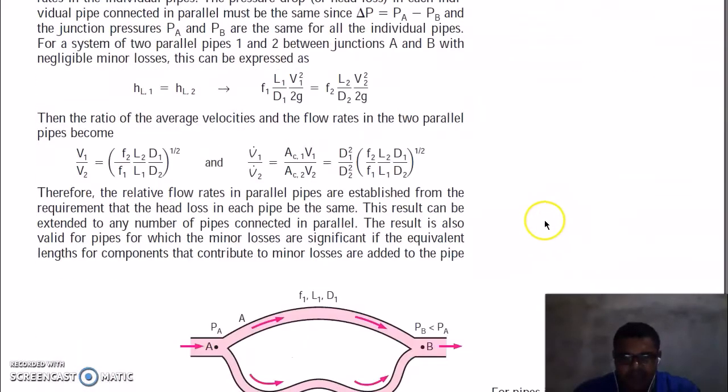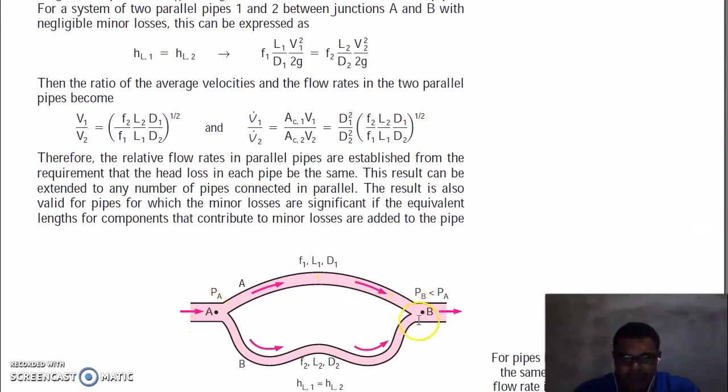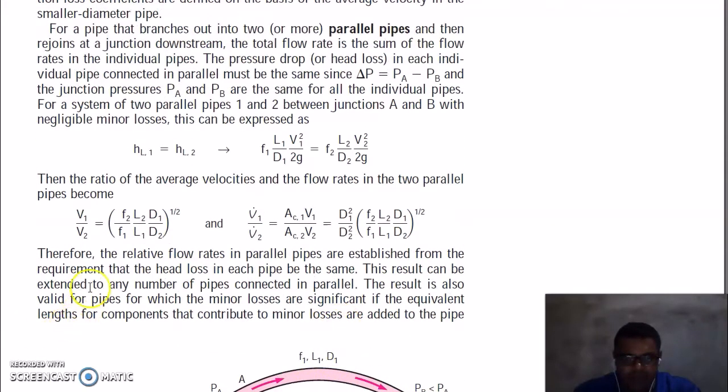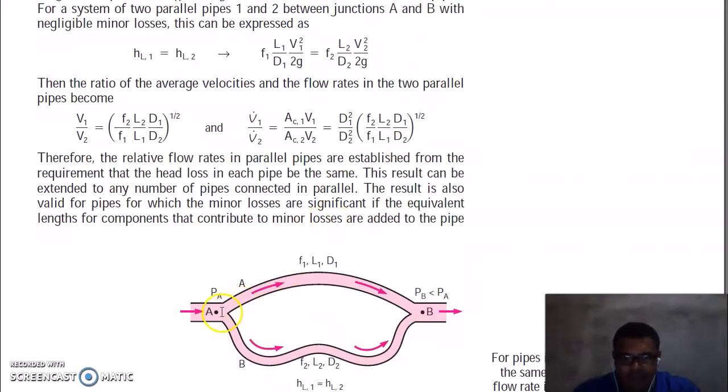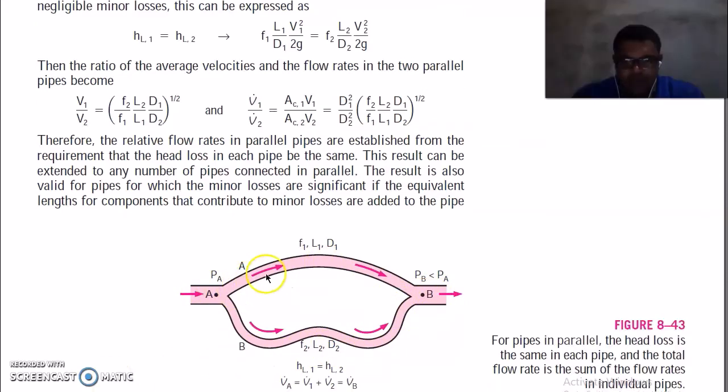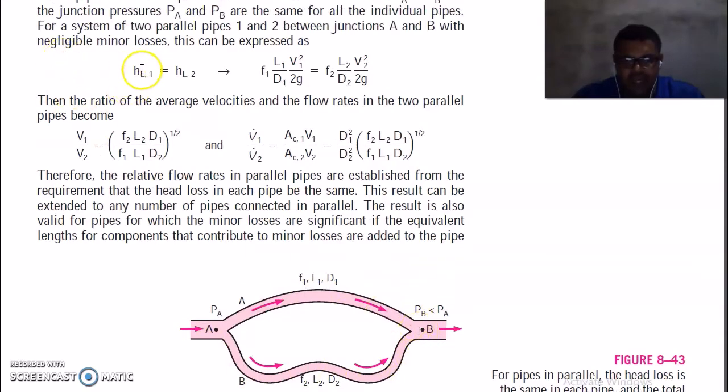In the case of parallel pipes, suppose we have two parallel pipes A and B. The total flow rate is the sum of the flow rates in the individual pipes. The pressure drop in each individual pipe connected in parallel must be the same. So the pressure drop in pipe A and pipe B must be the same. Now the pressure drop in this pipe is the same as in this pipe, or you can say the head loss in this pipe is equal to the head loss in this pipe.